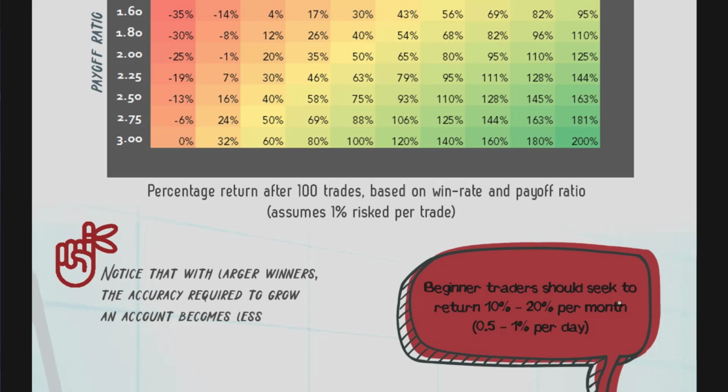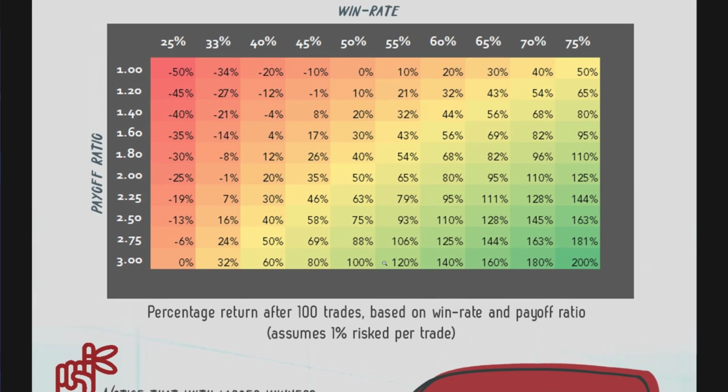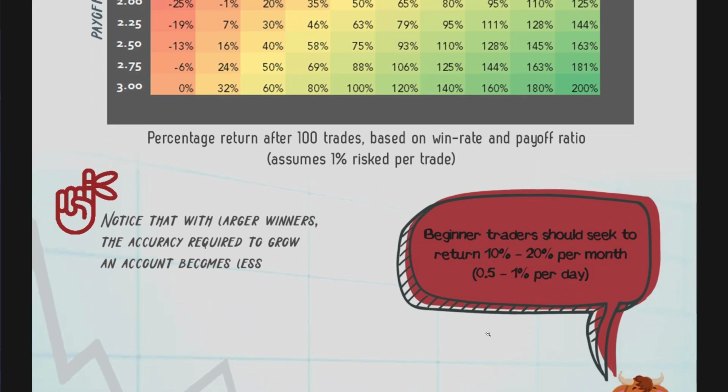But as beginner traders, you should seek to return 10 to 20% per month. That's 0.5% to 1% per day, right? And 100 trades, that's a nice, easy number to work off of. But 20% a month, you don't have to be too accurate to achieve that, right? It's in this realm here: 60% with a 1-to-1, 2-to-1 with a 40% win rate. This is obviously before commissions and fees, but it doesn't take that high of an accuracy, guys, to return 20% a month. It's actually quite attainable if you stick to the system, stick to the rules.